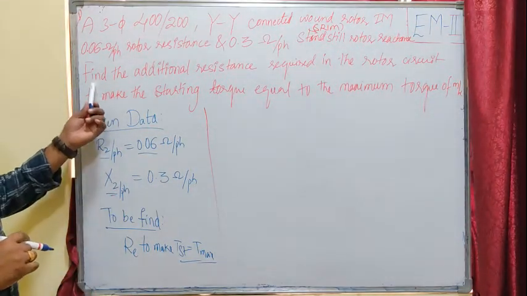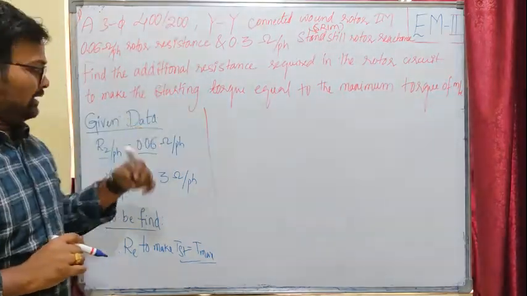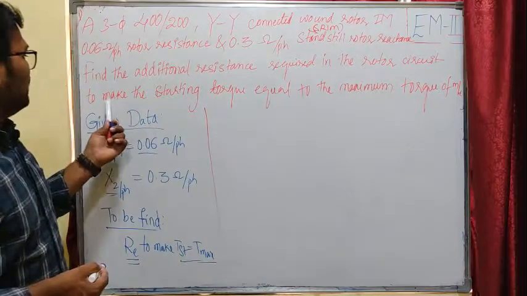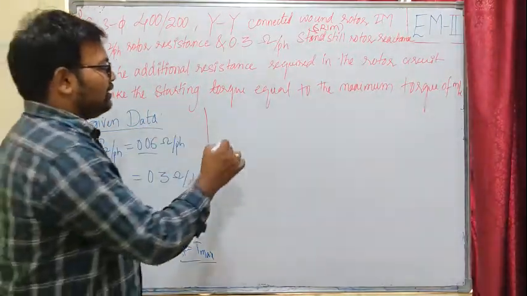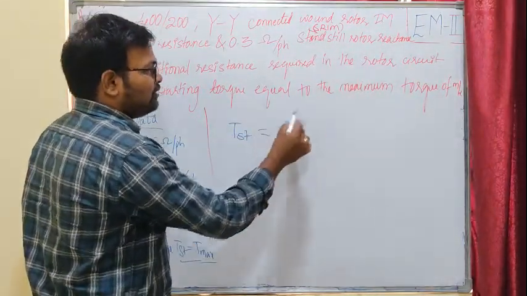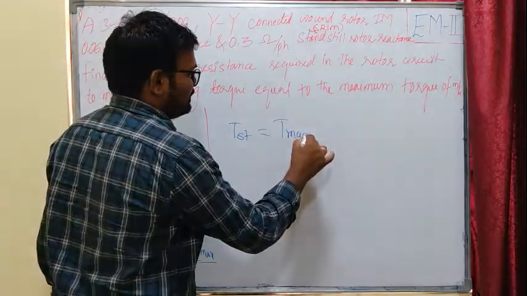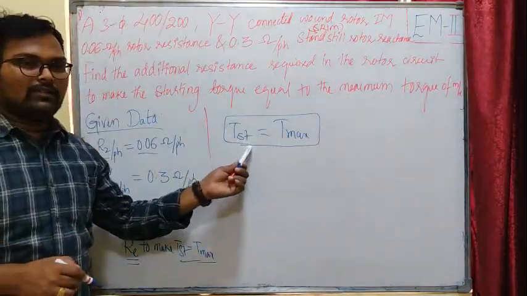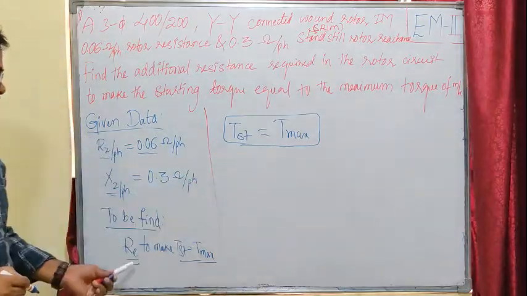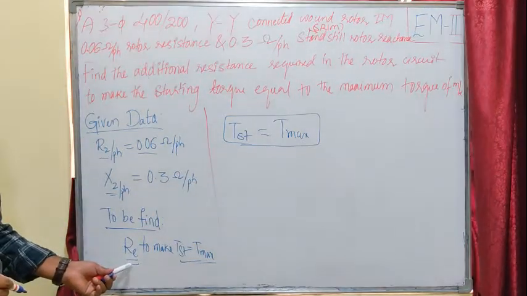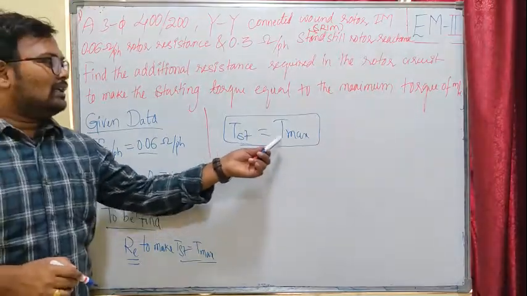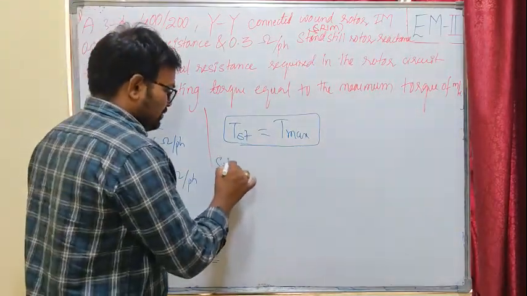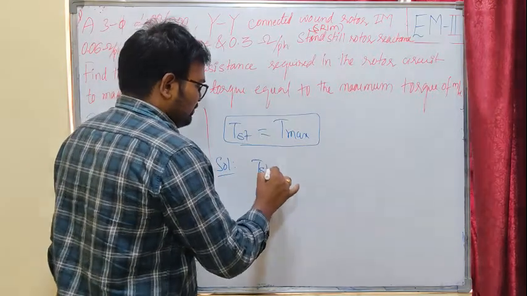What is asked is to find the additional resistance, that means external resistance required in the rotor circuit to make the starting torque equal to maximum torque. This is the condition. In order to make the starting torque equal to maximum torque, he is asking what is the external resistance you are going to add to the slip ring induction motor such that our starting torque of induction machine will be equal to maximum torque.